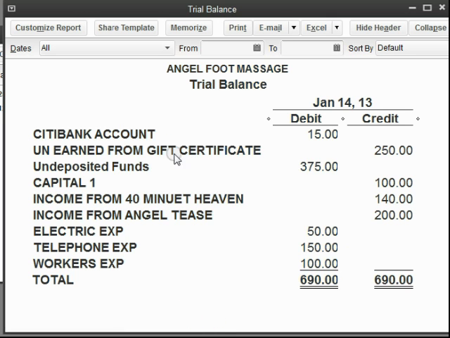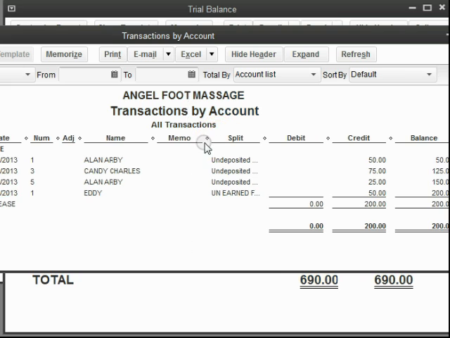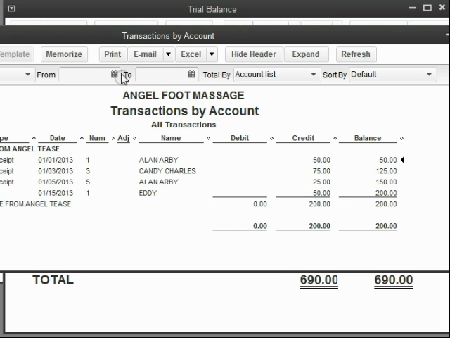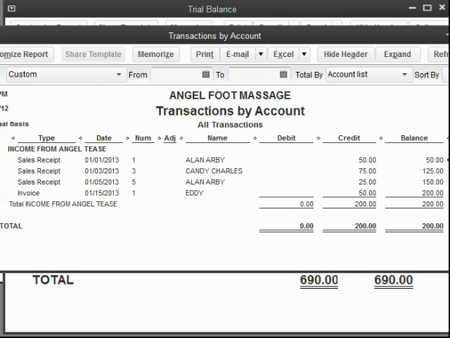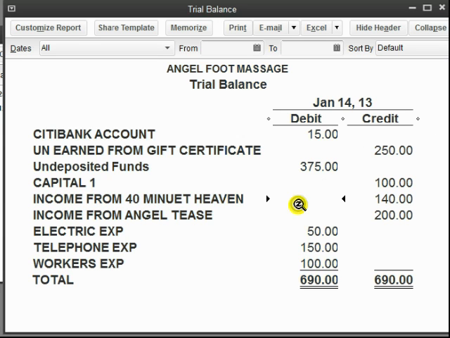Now look. Unearned from gift certificate is now down to $250 because we earned some of this, and income from Angel Tees is now up to $200 because we just earned more. If we double click income from Angel Tees, let me straighten this out here. The previous money earned for Angel Tees was all from these sales receipts in previous videos. But this last piece of income that we earned from the Angel Tees service was for an invoice on January 15th that made income from Angel Tees go up. And that's the reason why.